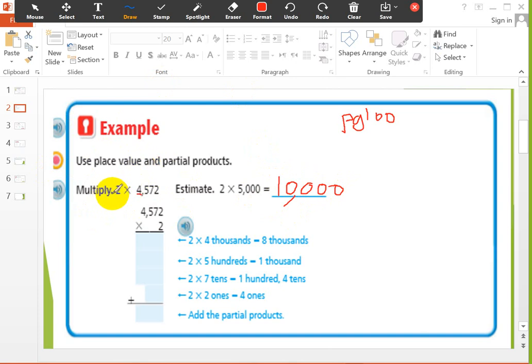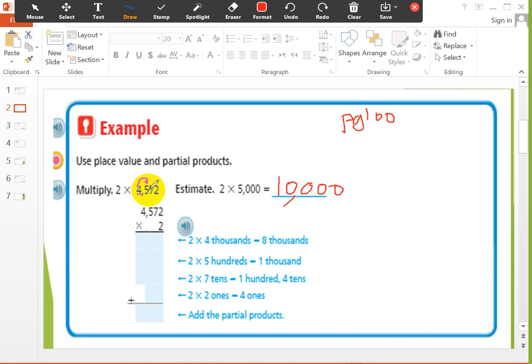Now, how will I estimate the answer? I have to round the larger number or the whole number. Here, the number is in the thousands, so I will round it to the nearest thousand. Where is the thousandth digit? Here, it is 4. So I have to look at the number before it. This is the number before it, 5.